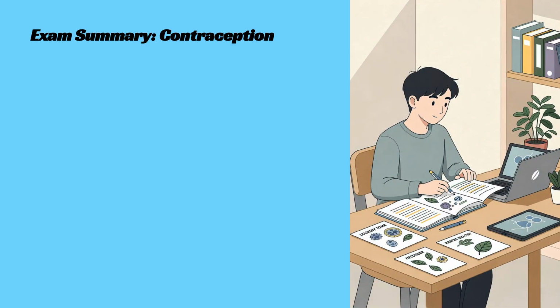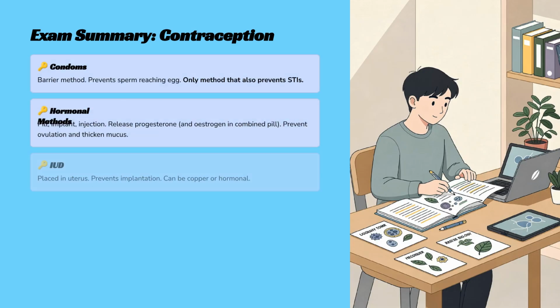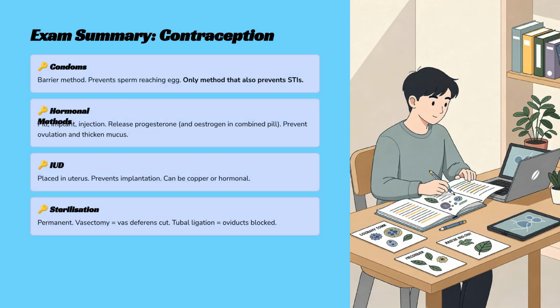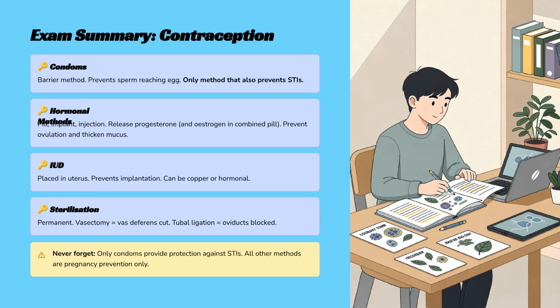To summarize your exam preparation, remember the key categories: barrier, hormonal, IUD, and permanent. And above all, never forget that condoms are the only method that offers protection against STIs.